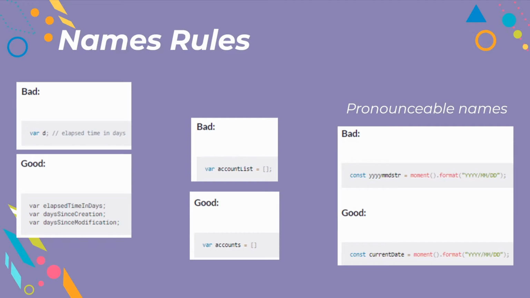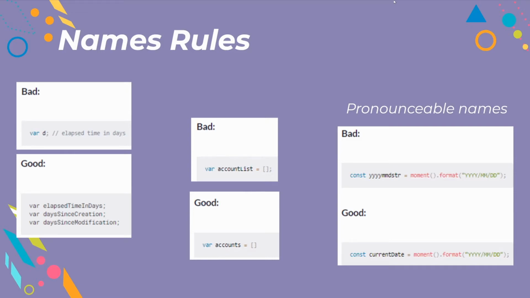So here we have two examples. The left one is having a bad variable name. D, I don't know what D stands for. Even though you comment it, we're going to discuss comments later on, but this is really bad. So for good, we have actual names, like elapsed time in days, days since creation, days since modification, which are all good names because we know exactly what the variable is holding. In the middle, this is what encoding meant. Having a list in your variable name, like account list, is bad practice. So at the very bottom, we have good: just accounts by itself without list.